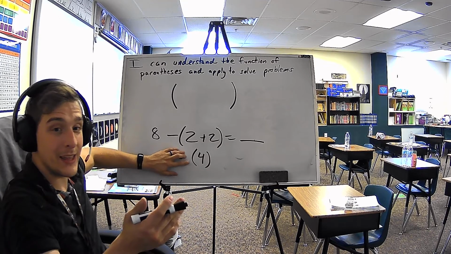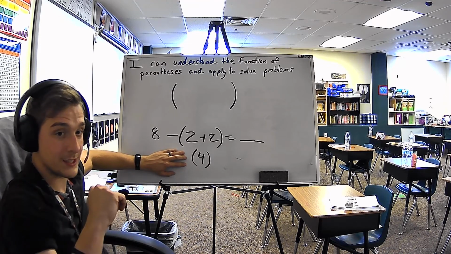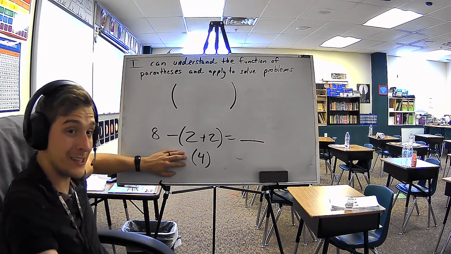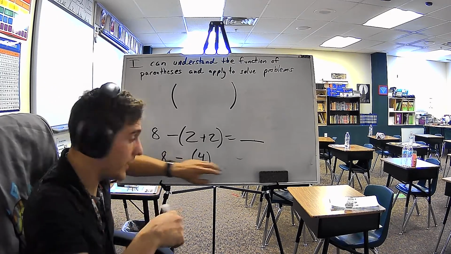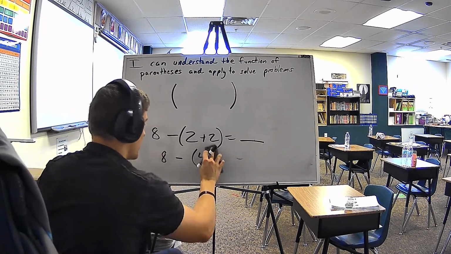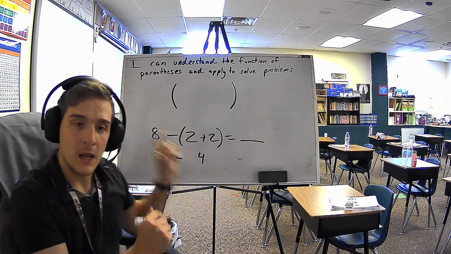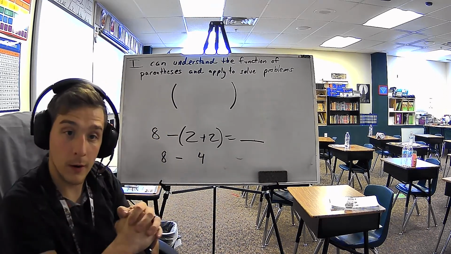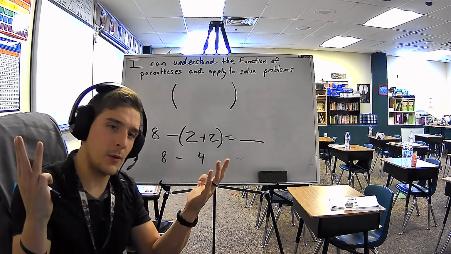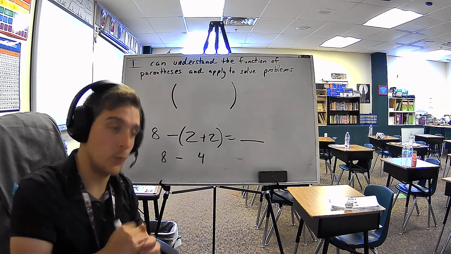So can I do anything else in the parentheses? The answer is no. So do we need the parentheses anymore? At this point, we no longer need them, and so we erase them because we did what we needed to do first. So now I have 8 minus 4. And what's 8 minus 4? You start with 8, you take away 4, you are left with 4.